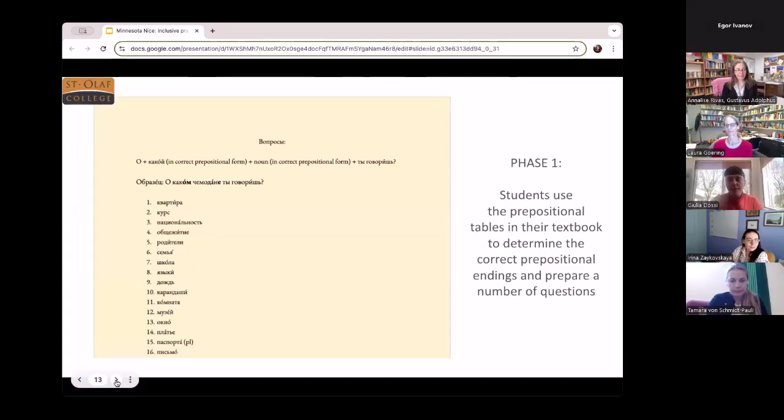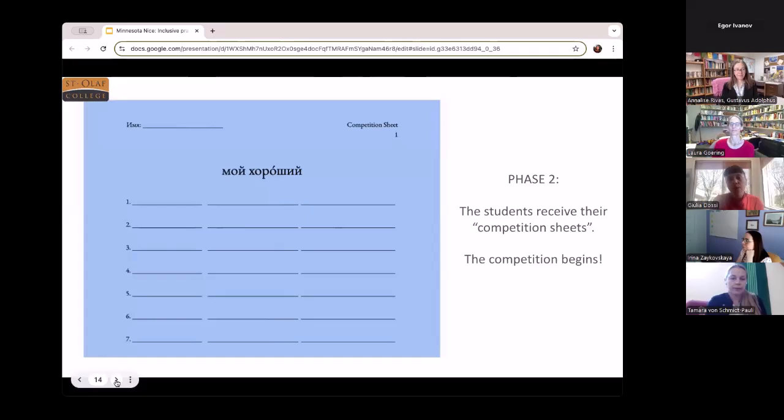So what I did is, in phase one, I gave students this sheet where they use their textbook to determine the correct prepositional endings and prepare a number of questions. So this doesn't have a timed component. They have time to go back and interpret all these tables that the textbook is full of, and they can help each other out and collaborate and form these questions. Slide. And then phase two, they receive their competition sheets and the competition begins.